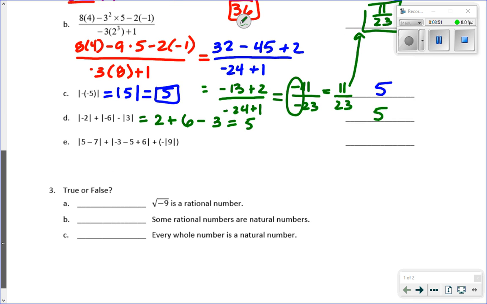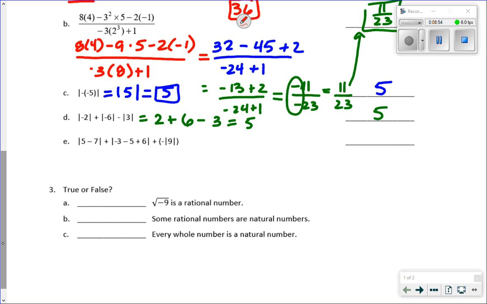Okay, and then part E, I have the absolute value of 5 minus 7, so that would be negative 2. And then in the next one, negative 3 minus 5 is negative 8. Negative 8 plus 6 is negative 2. And then I have the absolute value of 9, and then this negative sign out front, so that would be negative 9. Okay, the absolute value of negative 2 is 2. Absolute value of negative 2 is 2. Bring down the minus 9. So 2 plus 2 is 4. 4 minus 9 is negative 5.